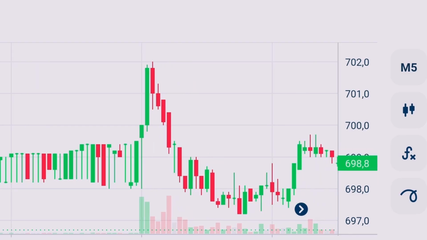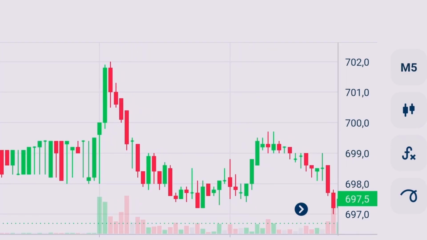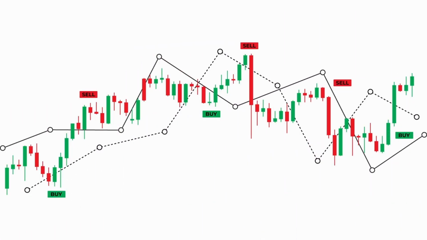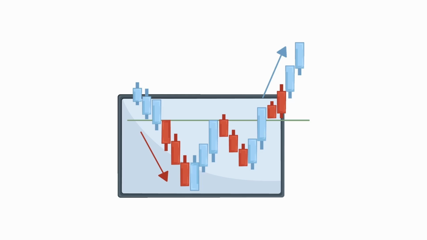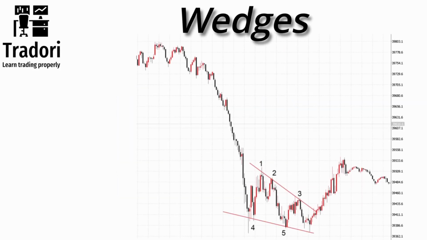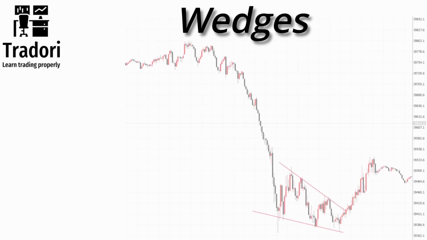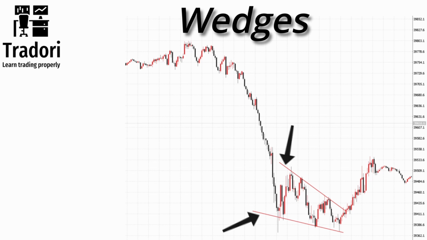A wedge pattern is a popular trading chart pattern that indicates possible price direction changes or continuations. Wedges, which are either continuation or reversal chart patterns, indicate a pause in the current trend. The price has to reach the trend lines at least 5 times, 3 times on one side and twice on another, before a breakout. Wedge patterns comprise support and resistance trend lines that move in the same direction as the channel narrows until one trend line is broken.